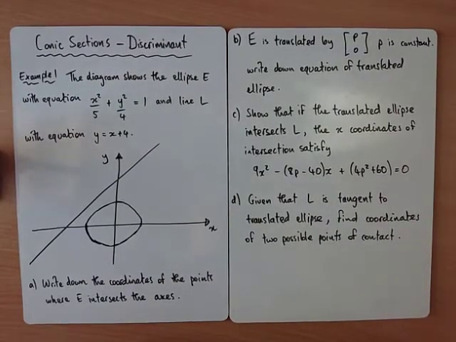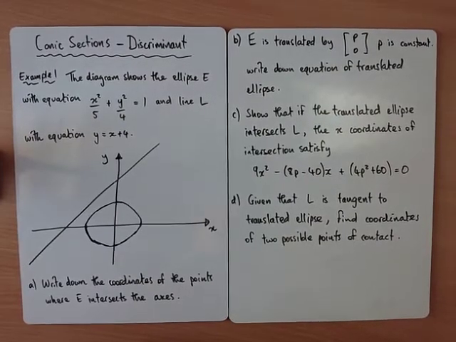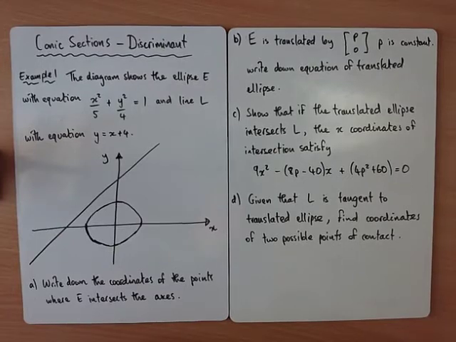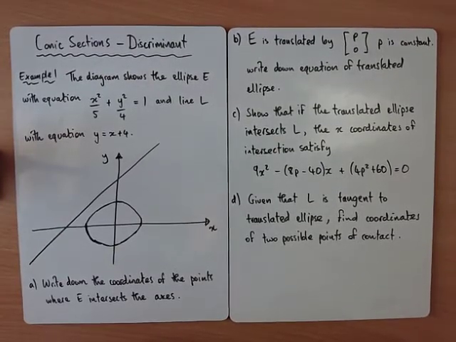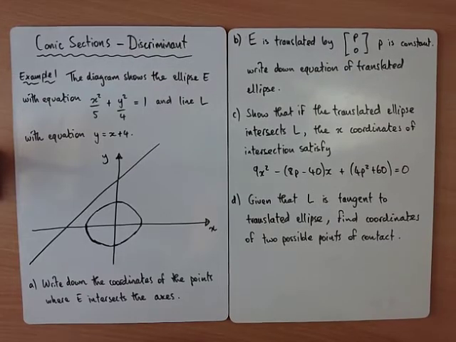In this video we're going to work through a past paper question which brings conic sections and discriminant together into one question, along with some transformations as well. It's actually going to be a translation to the ellipse. Okay, so it's a fairly long question. Maybe pause and have a little read through it first, see what you can interpret from it.